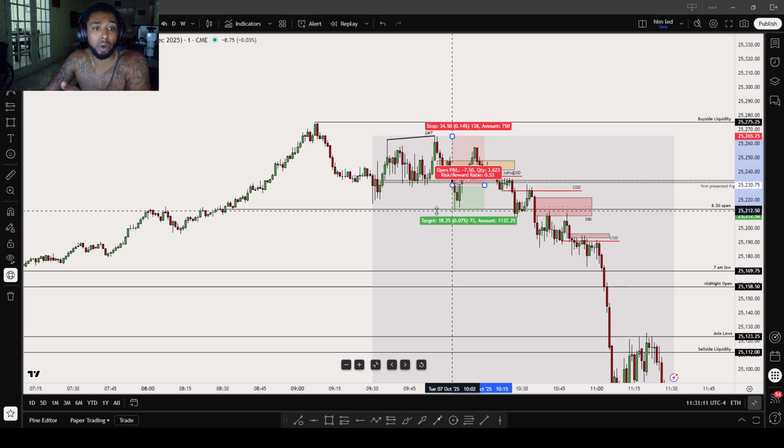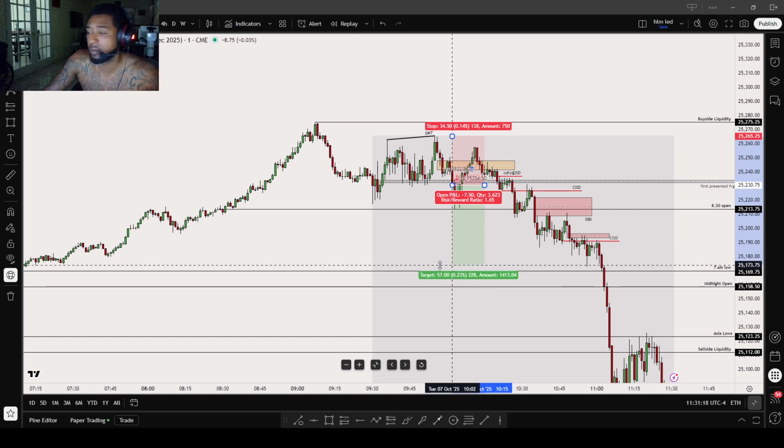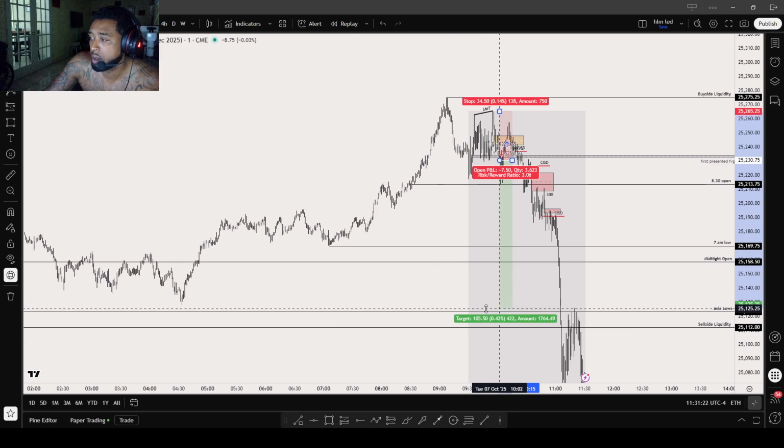And look at the risk reward, right? It's a negative RR. So that's why I was targeting the second one, which was this low here. Look, 57 points. And we got that. And then you just leave the rest as runners.